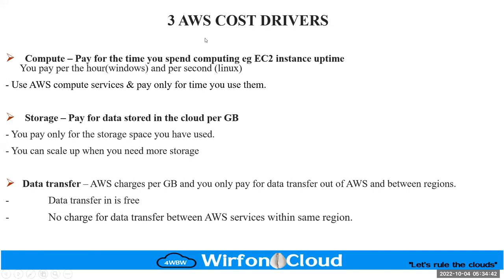So we are going to look at the three cost drivers. The first one is compute. You pay for the time you spend computing, for example, the EC2 instance uptime. When you're running an instance, you pay for that time, and whenever you stop, you don't pay anything. When you're using Windows, you pay hourly, and when you're using Linux, you pay per second. So you use AWS compute services and pay only for the time that you use them. This message should really stick.